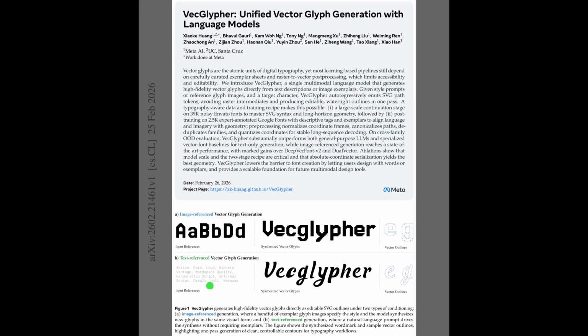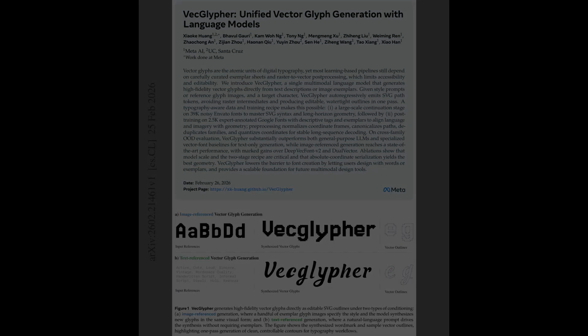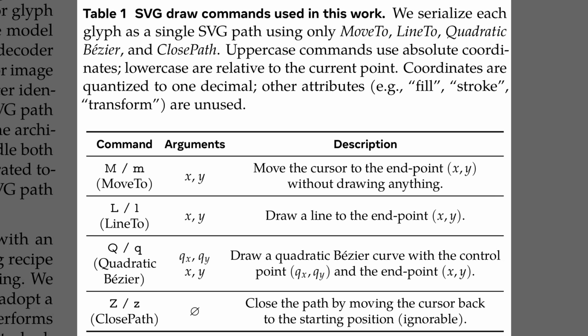Figure 1 illustrates the 2 main ways users can interact with VecGlypher. In the top panel, showing image reference generation, the user provides a handful of reference images, seen here as the letters A, B, and D, and the model synthesizes the rest of the word in that exact style. The bottom panel demonstrates text reference generation, where natural language prompts like handwritten script or vintage drive the design directly. Crucially, as the far right column shows, the outputs are true SVG outlines with control points, which makes them fully editable and resolution independent.